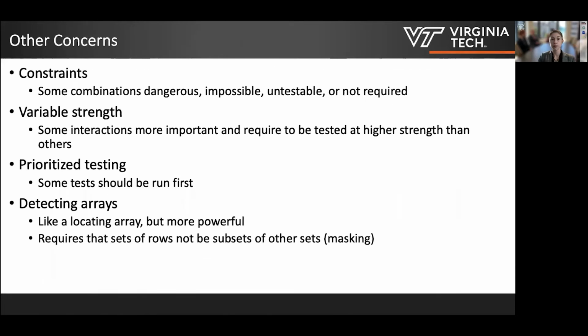Okay. So what are some other concerns that we might have? We might have constraints in our system. Some combinations might be dangerous, they might be impossible, they might be untestable, or they might not be required. So like a dangerous scenario, if this is not software, but it's some kind of mixture experiment and you have two chemicals that you're putting together, two chemicals put together might explode your plant. So that would be a dangerous combination. You would not want to test it.